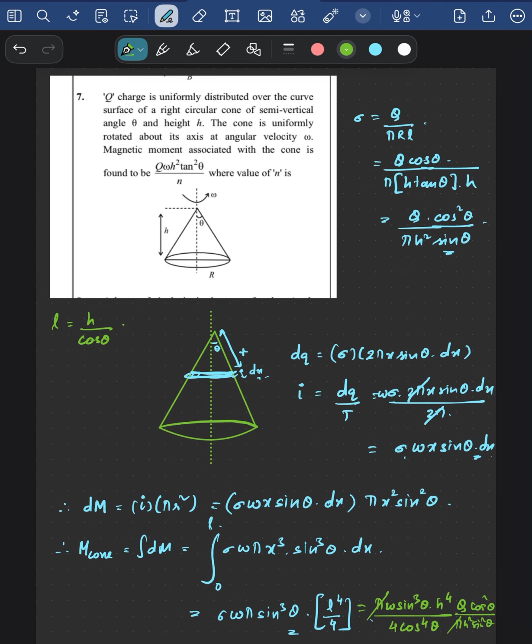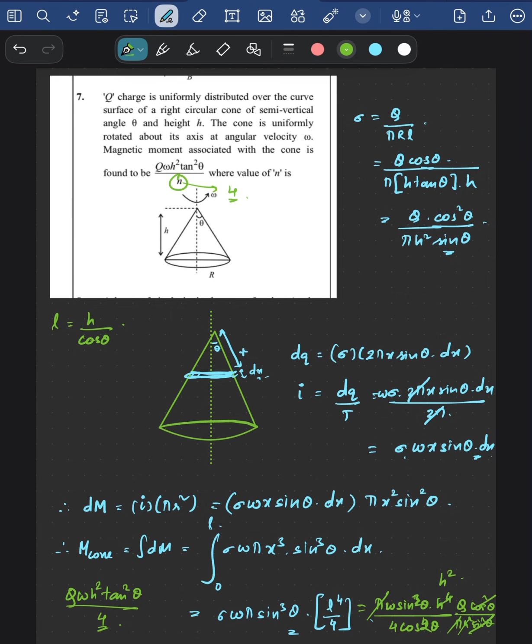So pi gets cancelled. H squared, h power 4 gets cancelled. I'll only be left with h square. Cos square theta by cos power 4 theta will give me just cos square theta. Sin cube theta divided by sin square theta will give me sin theta over here. So even this gets cancelled. So our final answer then just turns out to be q omega h squared tan square theta divided by 4. He's asking what the value of n is, and your value of n basically is equal to 4 in this case, right?